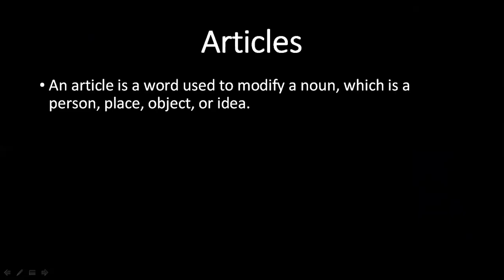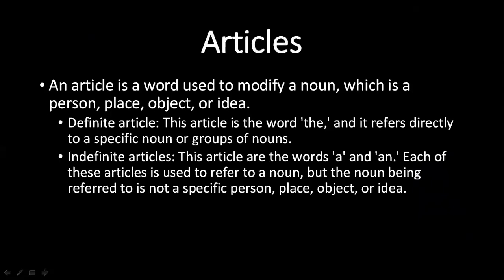An article is a word used to modify a noun, which is a person, place, object, or idea. There are two types of articles that we use in English, and those are definite articles and indefinite articles. A definite article is anytime you're using the word the to describe a noun or a group of nouns, and indefinite articles are anytime you're using the words a or an to describe a noun or group of nouns, when the noun is not referring to a specific person, place, object, or idea. German has definite articles and indefinite articles.